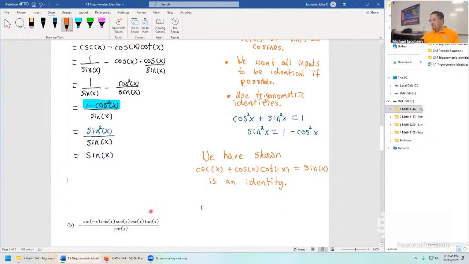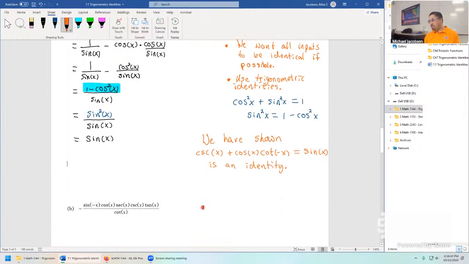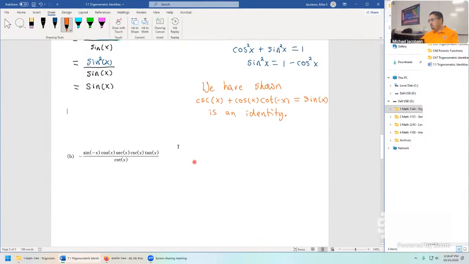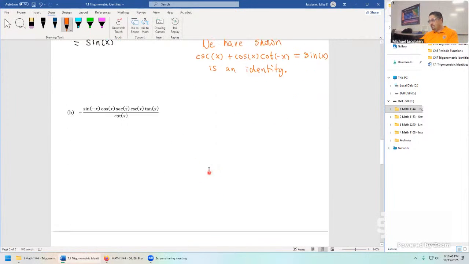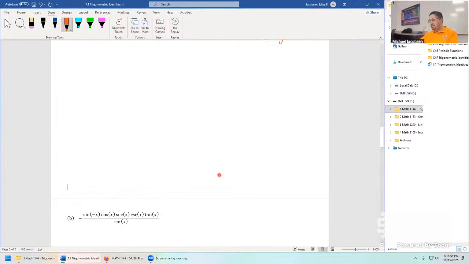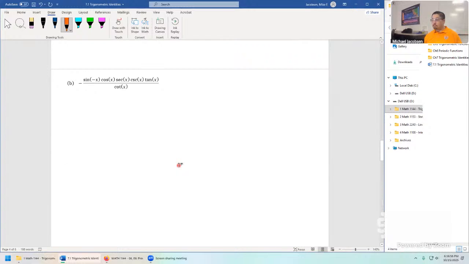Let's try it again on part B. It looks a lot worse, but the same ideas apply even to this one. Now let's go for another page. There's no reason to cram it in. First idea we want to think about is we want all the inputs to be the same if possible. And so this negative x does present a bit of a problem.